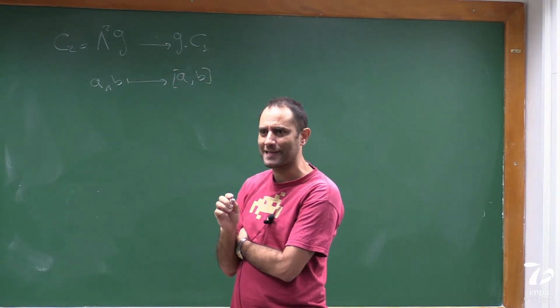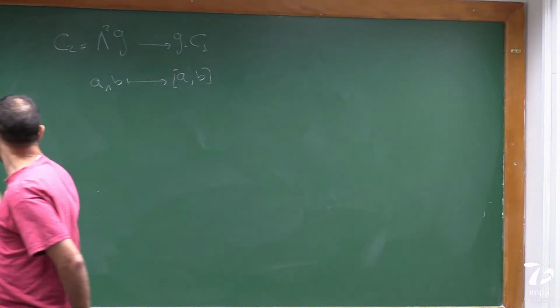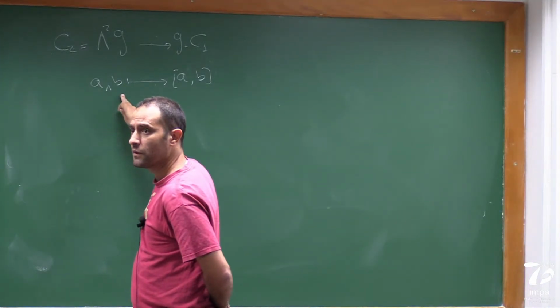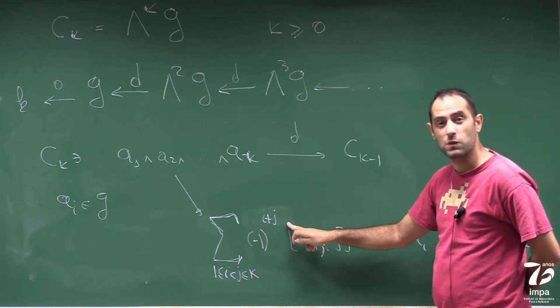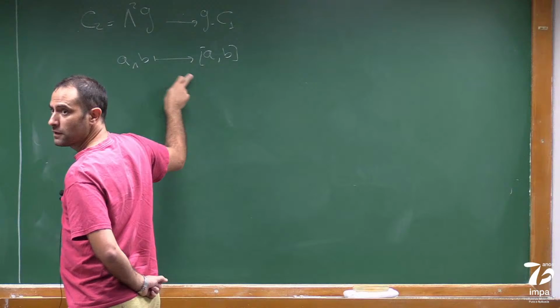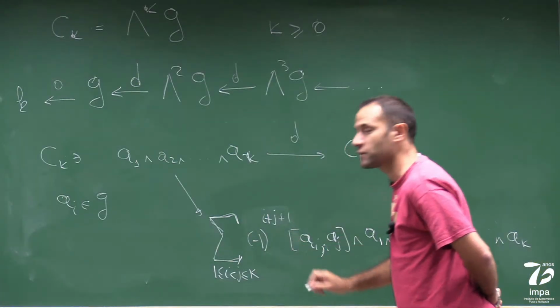Actually, we can try to fix the signs now. So this is A1 and A2, and my differential would send it to minus 1 to the 1 plus 2, which should be minus the bracket. That sounds horrible, so I'm going to add a 1 here, so there's actually the bracket.